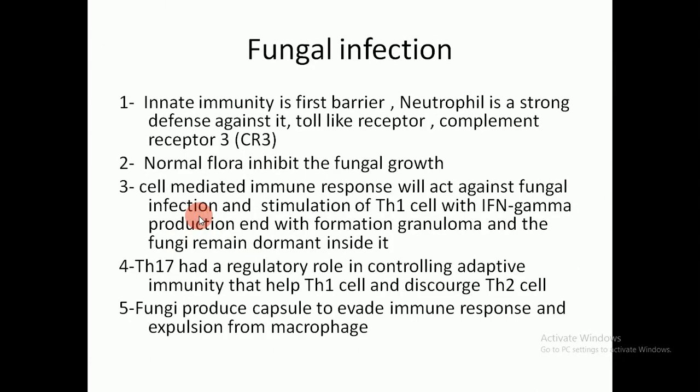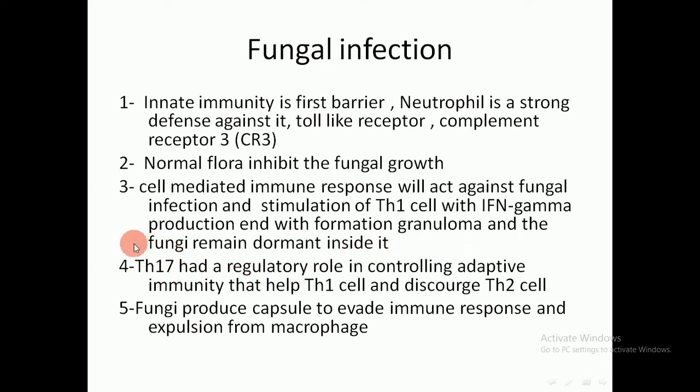Now another pathogen is the fungal infection. The innate immunity is the first barrier. Neutrophils are a strong defense against it, and toll-like receptors, complement receptors, and normal flora inhibit the fungal growth. And if the innate immunity fails to eradicate the fungus, the cell-mediated immune response will act against the fungal infection and stimulate the T helper 1 cell with gamma interferon production and formation of granuloma, and the fungi remain dormant inside it.